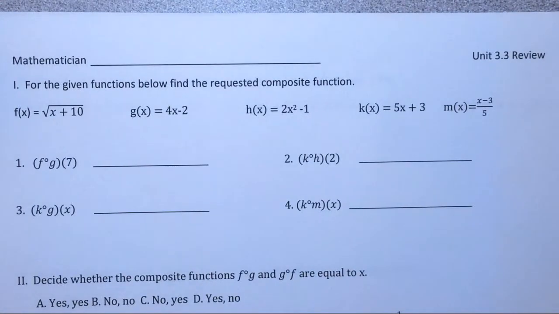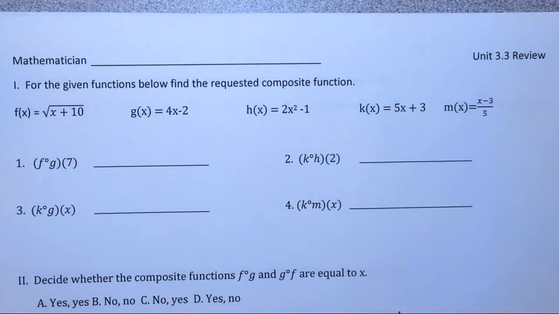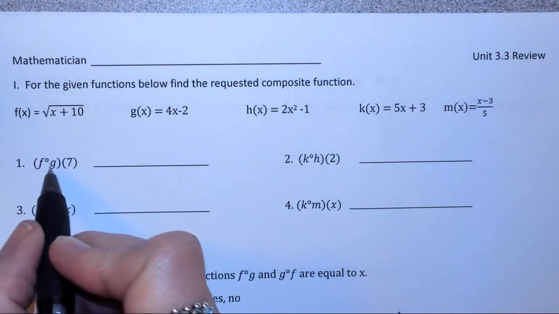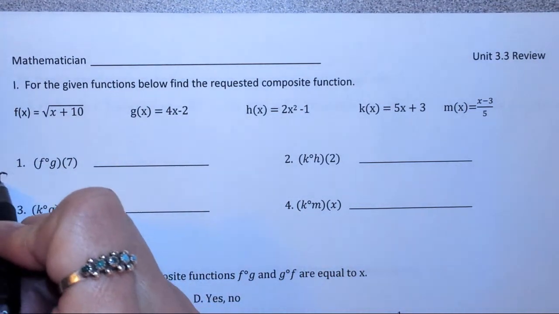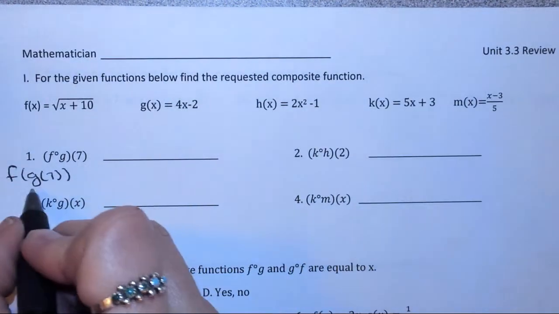Okay, so let's get ready for the test this Wednesday. This is review 3.3. This whole first section is all about compositions. So when you have a composition problem, this one reads F composite G at 7. So I'm going to rewrite this as F of G of 7. And you're going to do the inside first.